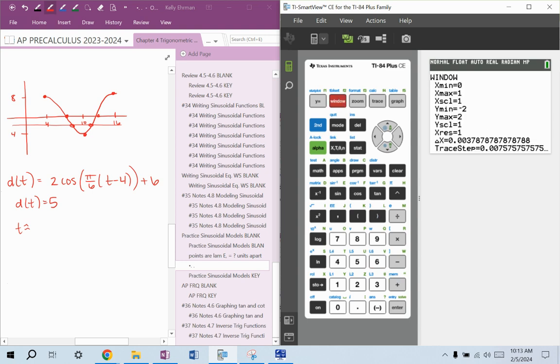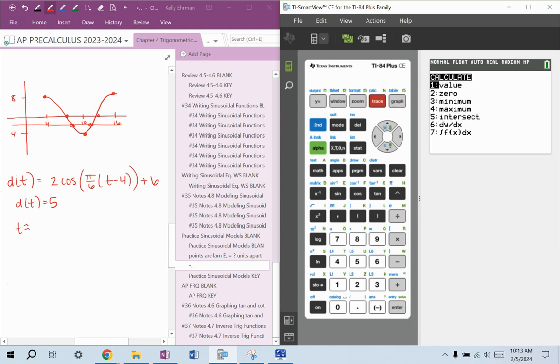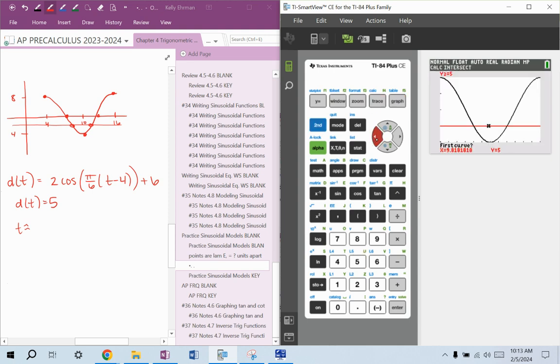What about the window? This window can't just go 0 to 1. I'm trying to look at the window 4 to 16 within one cycle, and I need the y minimum to go down to 4 and the y maximum to go up to 8. And I'll just hit graph. So here's what I'm looking at, and I want to find the intersection points. Scooch this to the left to find the first one. Oh, it's a nice number. So t is equal to 8. And find the other one.